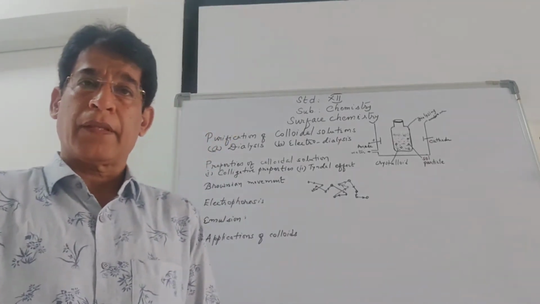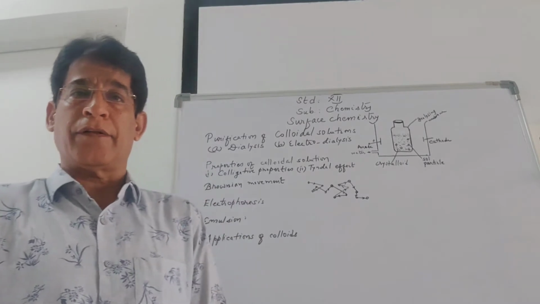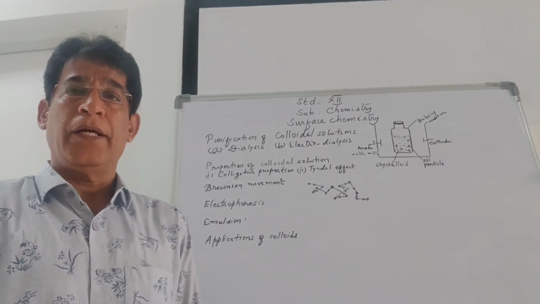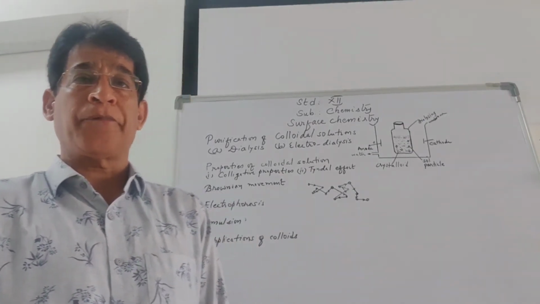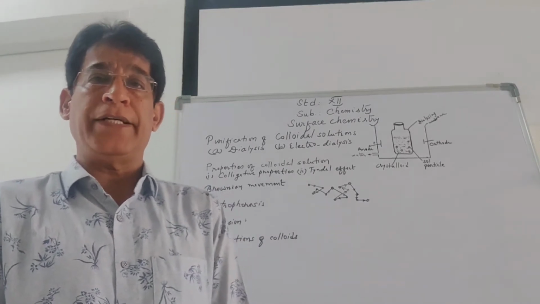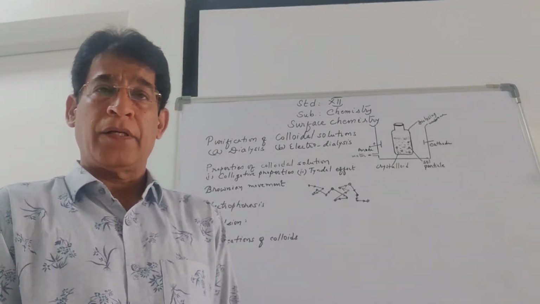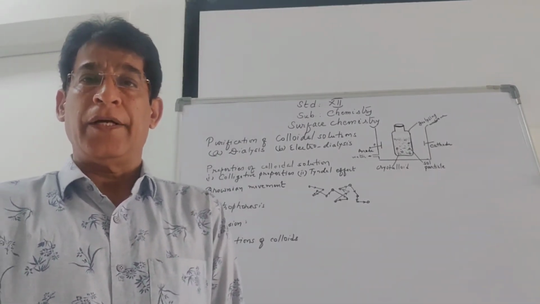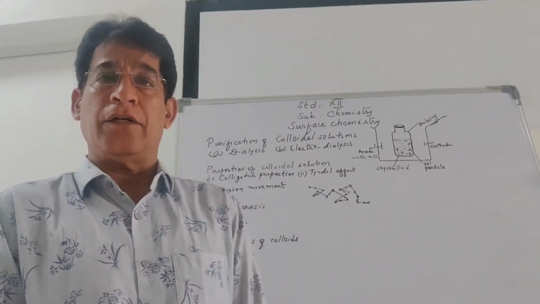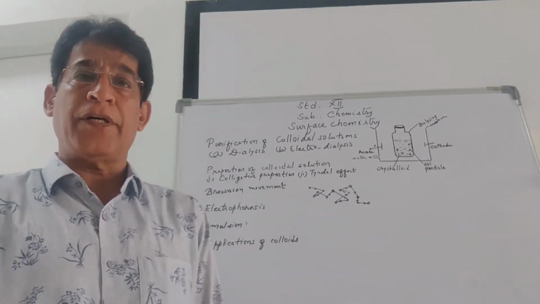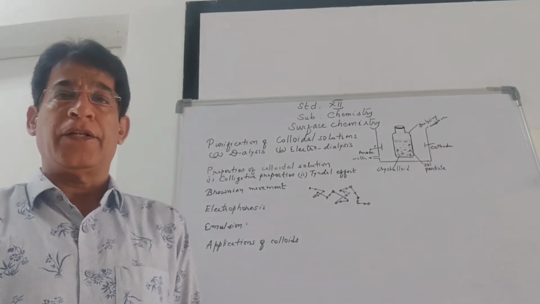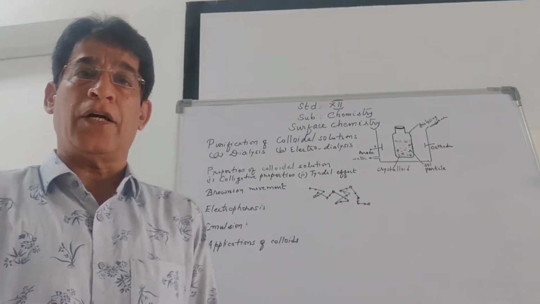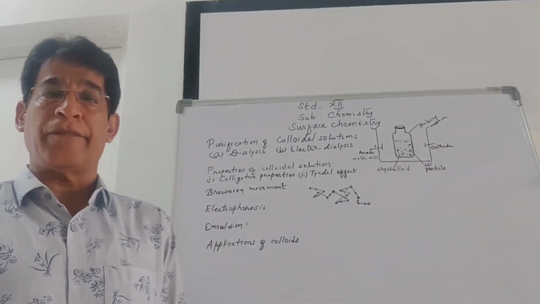Let's continue. New topic is emulsions. Emulsions are the colloidal solutions in which both the dispersed phase and the dispersion medium are liquids. A good example of an emulsion is milk, in which fat globules are dispersed in water. The size of the emulsified globules is generally of the order of 10 raised to minus 6 meter.